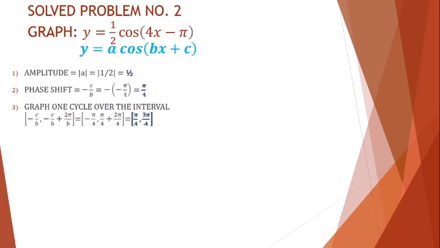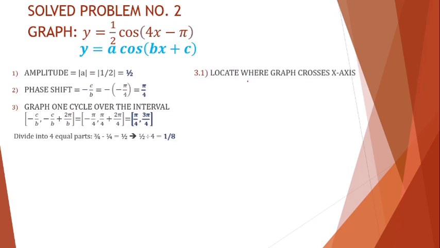Divide into 4 equal parts. So 3/4 minus 1/4 is equal to 1/2. And 1/2 divided by 4 is equal to 1/8. Or kung i-express as radian, kasama yung pi, that is pi over 8. Locate where the graph crosses x-axis. So we have pi over 2b, b is equal to 4. So pi over 8. And pi over 8 plus pi over 4 is 3 pi over 8.